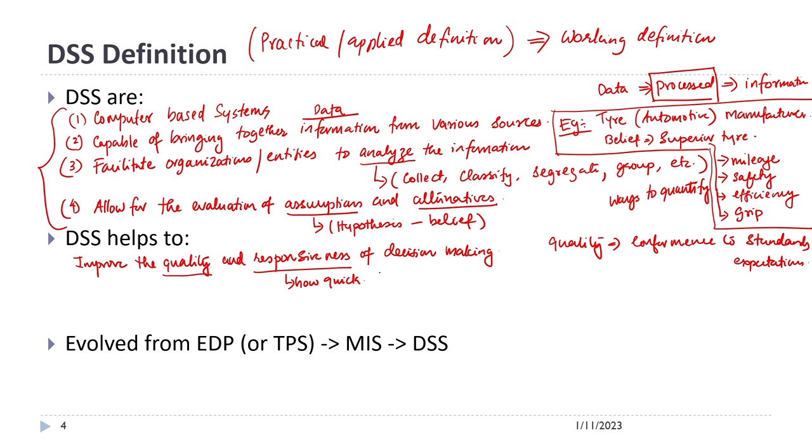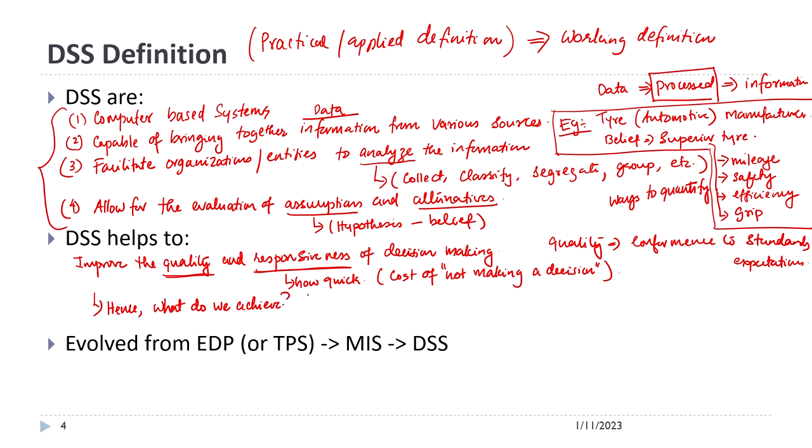A lot of the time people say there is a cost of not making a decision, which is usually very, very high in the corporate world. Not making a decision usually happens only in the bureaucratic world, not necessarily in the corporate world, right. So, when a system allows you to improve the quality and the responsiveness of decision making, what do you achieve? Hence, what do we achieve?